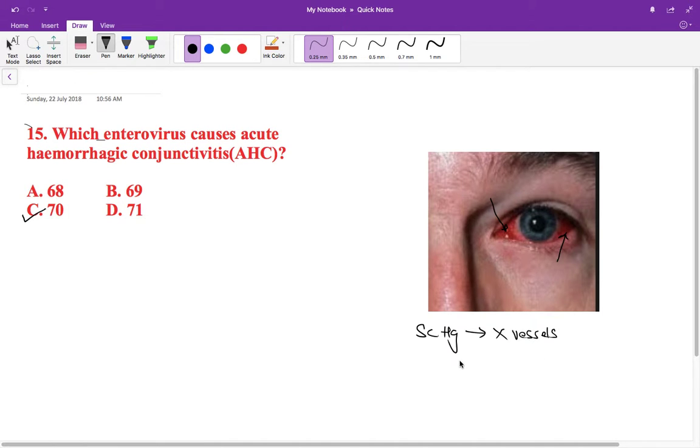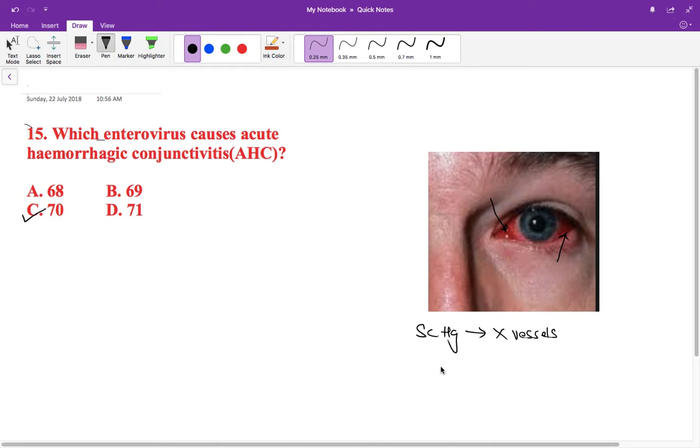But in acute hemorrhagic conjunctivitis, in the initial stages, you can identify engorged and dilated blood vessels in the conjunctiva and subconjunctival region. So this is how you can differentiate between a conjunctivitis and a subconjunctival hemorrhage. Though in late stages of hemorrhagic conjunctivitis, you can get a total subconjunctival hemorrhage also if these vessels bleed.